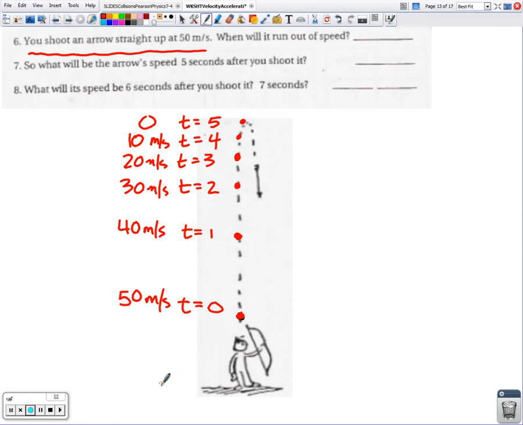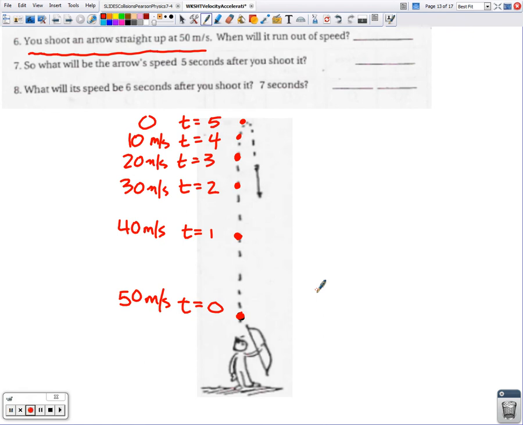Okay, good. The last velocity that we've written on this chart here is what? 0, meaning what has happened to the arrow eventually? It has stopped, right? That's as high as it's going to go, because if it stopped, it's not going anymore. So for question number 6, it says you shoot an arrow straight up at 50 meters per second. When will it, quote, run out of speed?